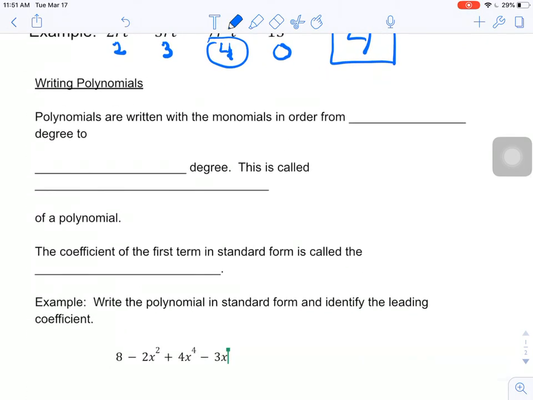So there are some rules for writing and working with polynomials in math, because a polynomial has multiple terms or multiple monomials making it up. There are some rules for what order things are supposed to be written out in a polynomial. So when you're writing out a polynomial, the monomials are written in order from the highest degree to the lowest degree. And when you write it out that way, we call that standard form of a polynomial.